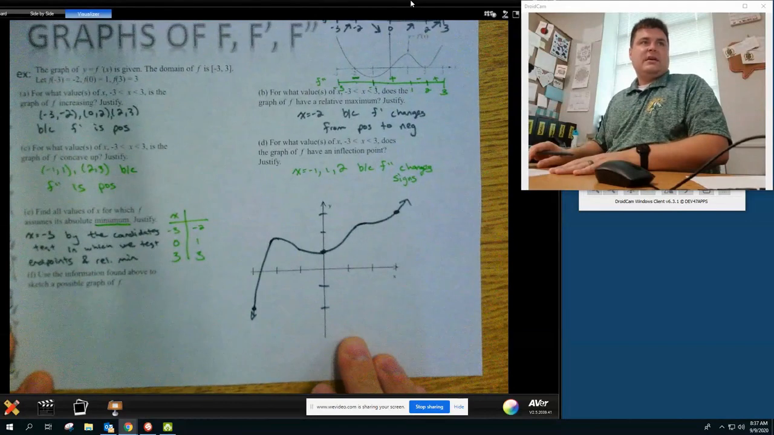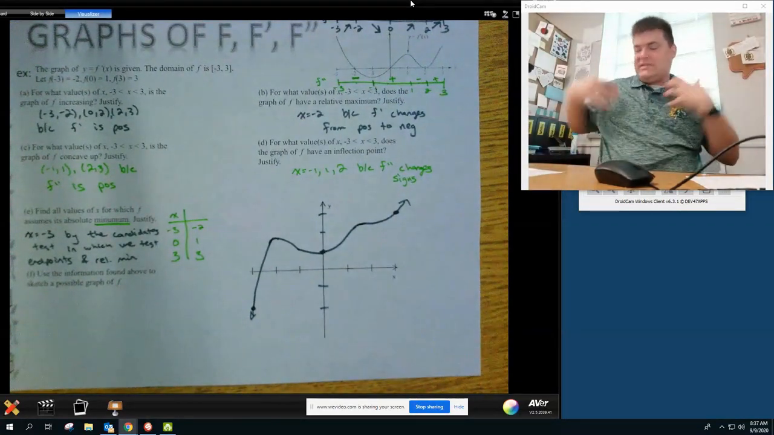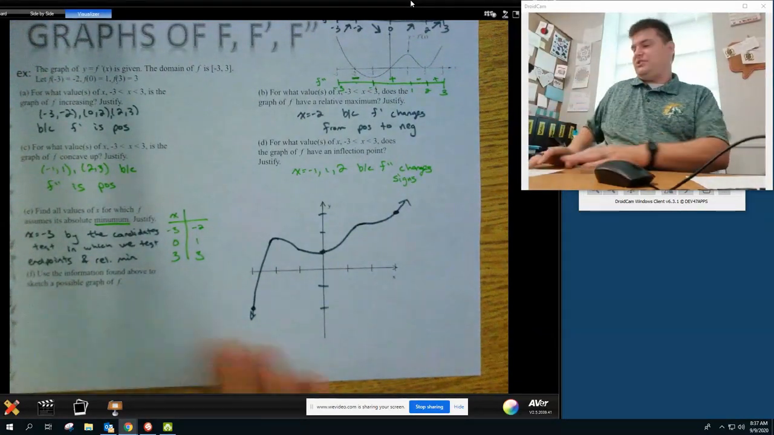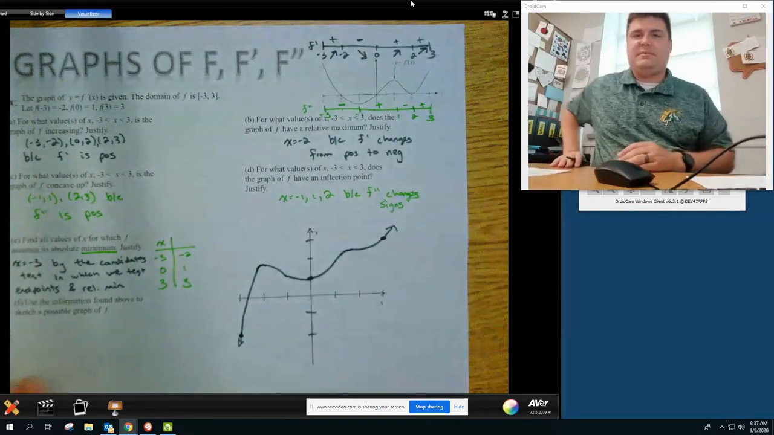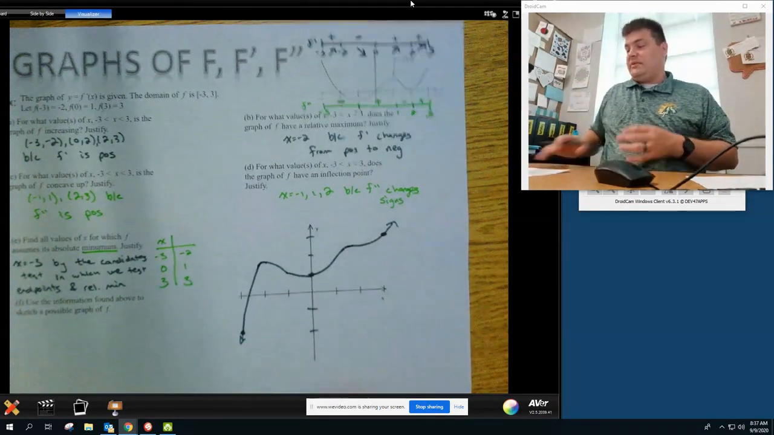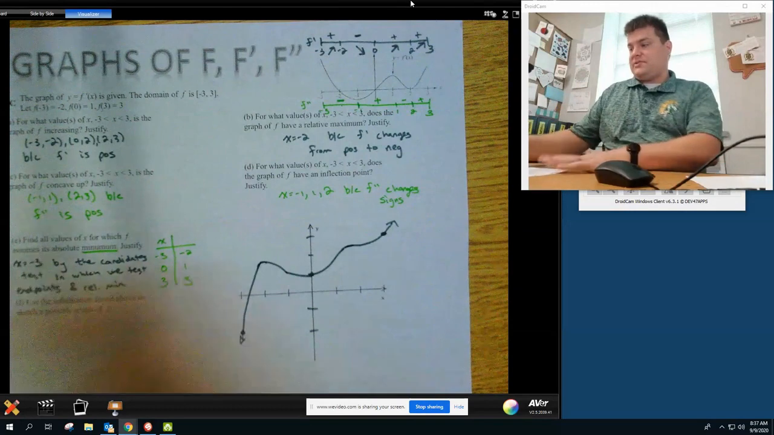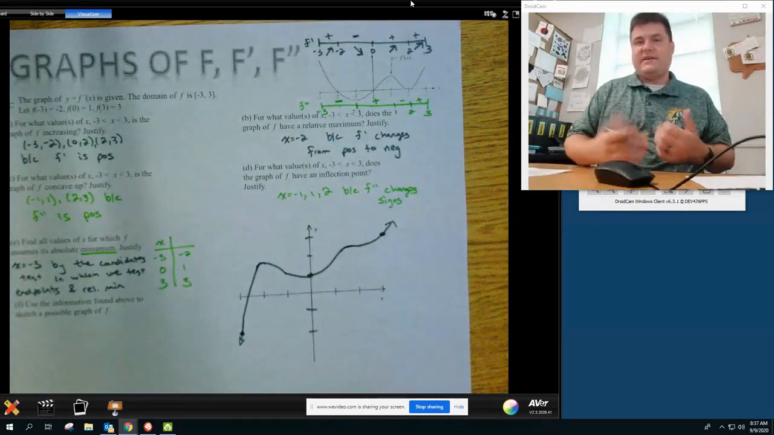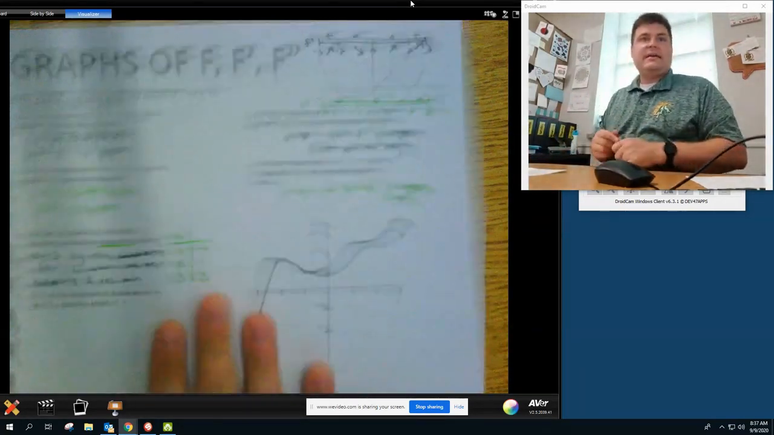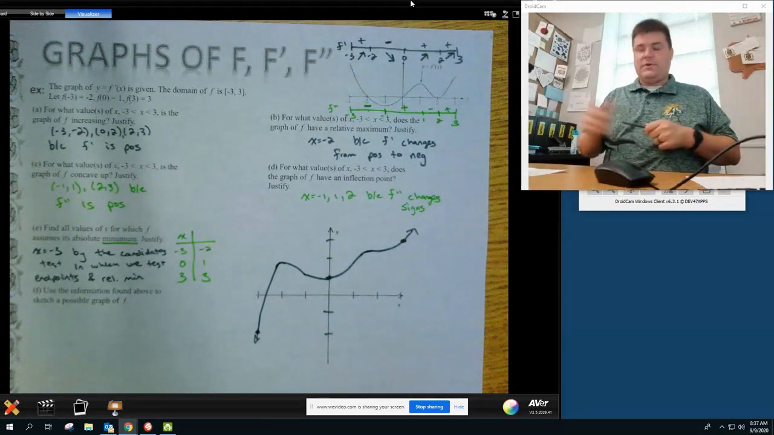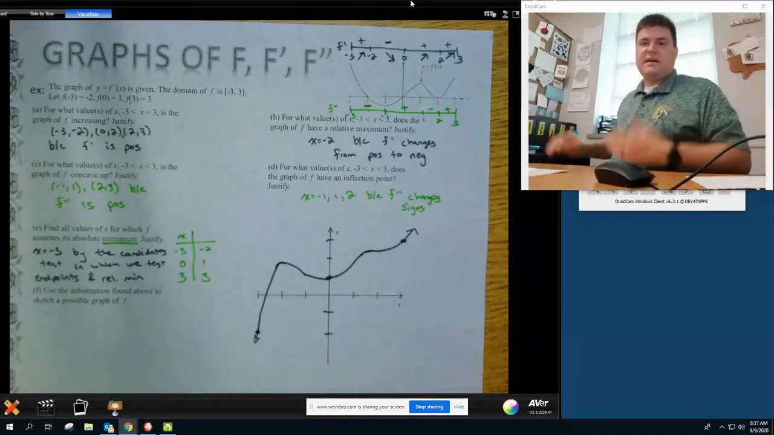Okay, and it does get a little tricky again. You won't actually be tested on sketching this stuff. I'm just doing it for application purposes, to show you that this graph stuff can help us find out what's actually going on. All right, and that is the video for graphs of f, f prime, and f double prime.